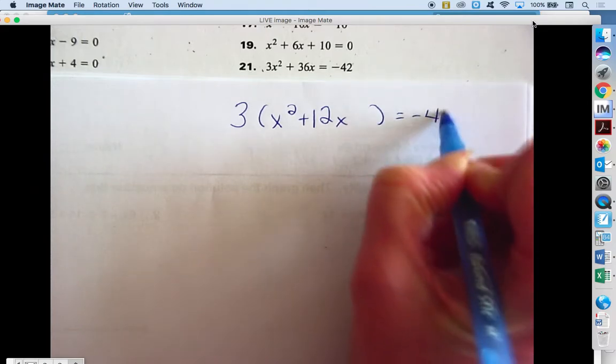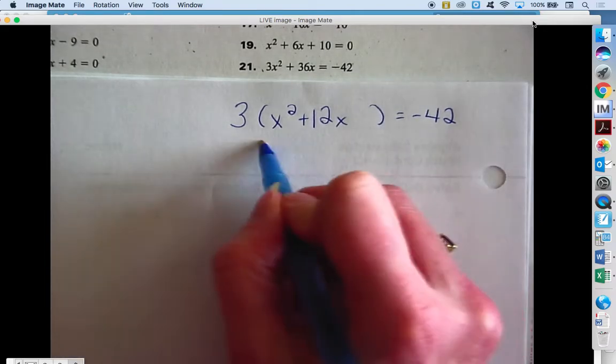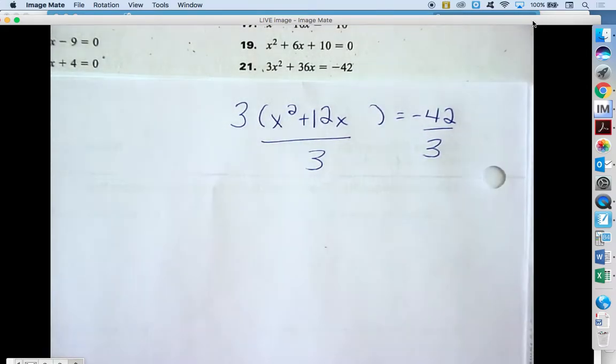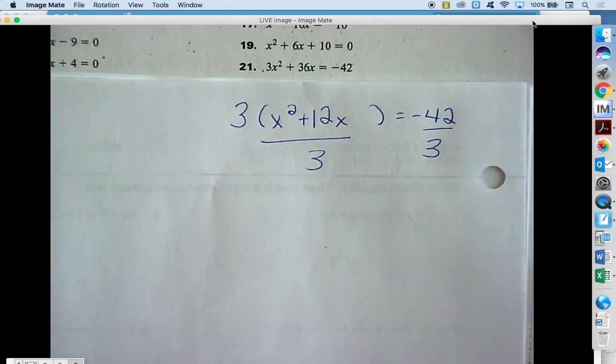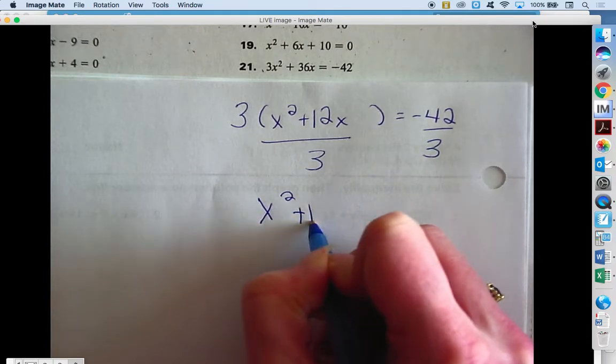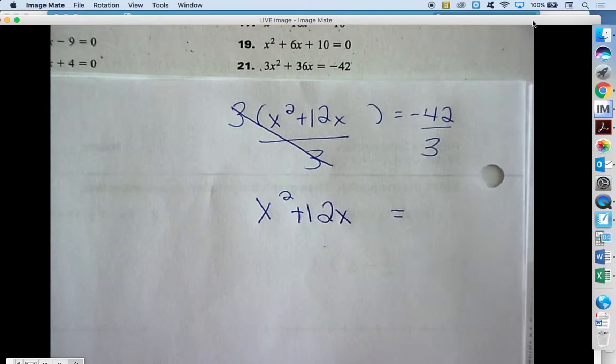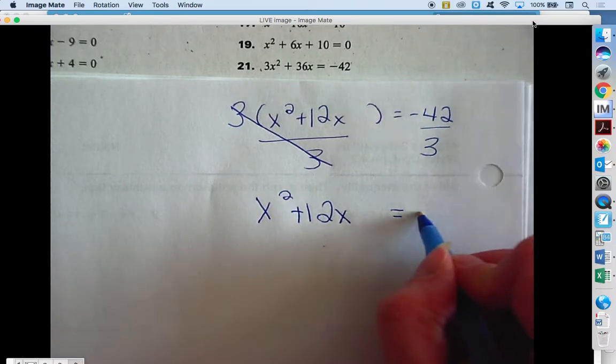And then what can you do with that 3, Nina? Because it's an equation, divide it on the other side. Yeah, so because this is an equation, we can now divide that value out. It was equal to negative 42. When you're solving, you're allowed to take that number out of the problem, and you have x squared plus 12x, because those 3's cancel. What's negative 42 divided by 3? Chelsea? Negative 14.